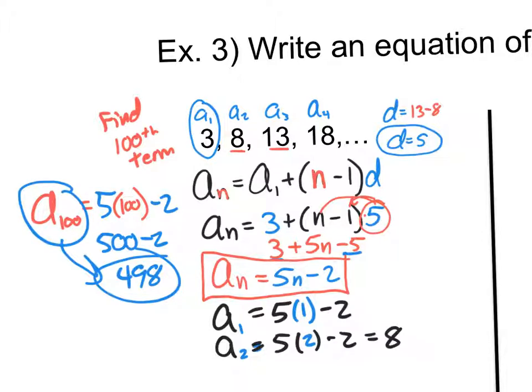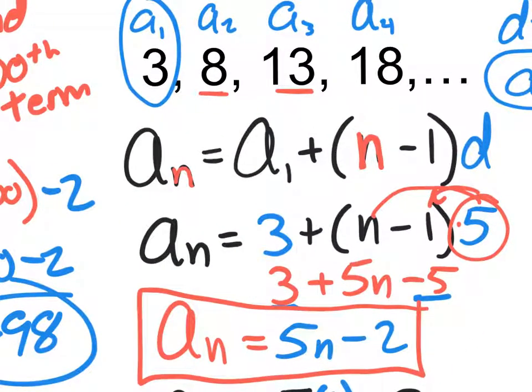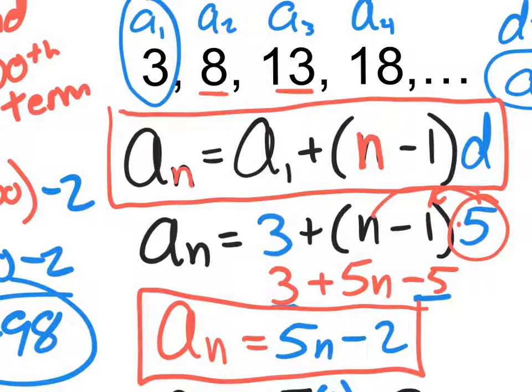Yeah? Okay, so first term, second term, third term, fourth, fifth, sixth, seventh, eighth, ninth, 10th. If you kept going to 100, your 100th term would actually be the number 498. I think that's pretty amazing. I don't know about you guys. So it's very important that we memorize the general rule for the arithmetic sequences. a sub n equals a sub 1 plus parenthesis n minus 1 times a common difference d.